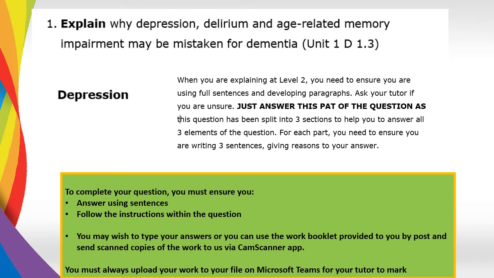I would like you to explain, for the first part of this question, why depression can be mistaken for dementia. I only want you to answer the first part of this question, okay? I just want you to focus on depression because we're going to continue and move on to delirium and age-related memory impairment afterwards. So I want you to explain the similarities of depression and dementia and how it can be difficult for doctors to diagnose, so it could be mistaken for it. I'd like you to link those similarities in. Please pause this video while you answer this part of the question.